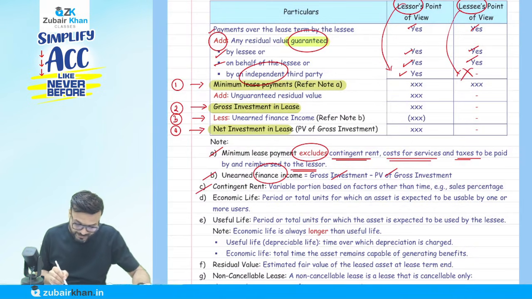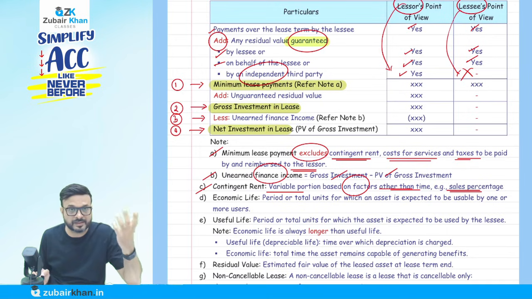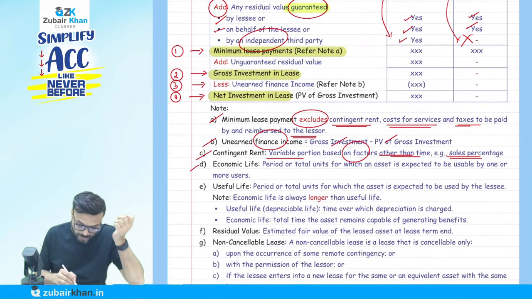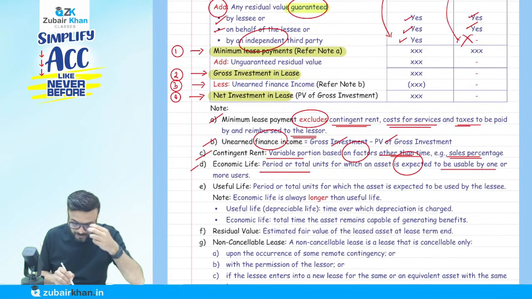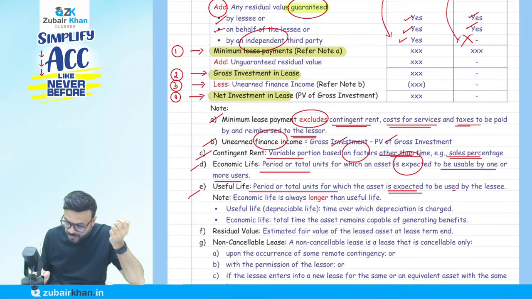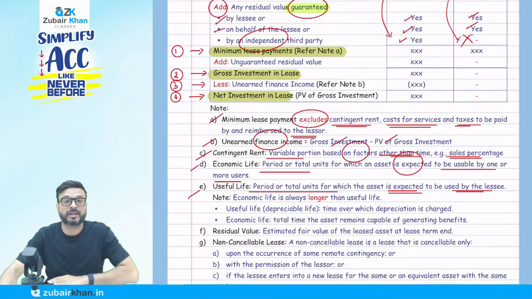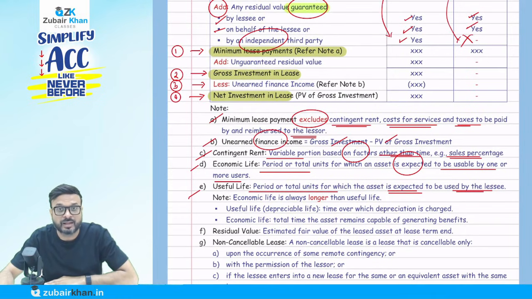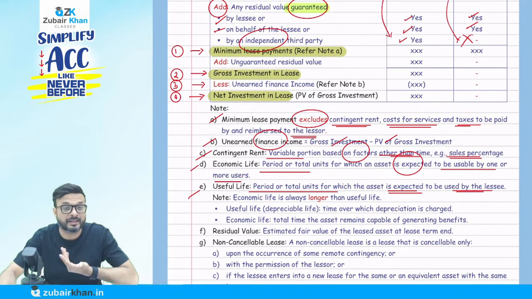Now, what do you mean by contingent rent? A variable portion based on factors other than time. For example, a certain percentage of the sales they will give in the form of rent. Economic life is the period or total units for which the asset is expected to be usable by one or more users. But useful life is the period or total units for which the asset is expected to be used by the lessee. So economic life is basically the total life of the asset. Useful life is that which is expected to be used by the lessee.